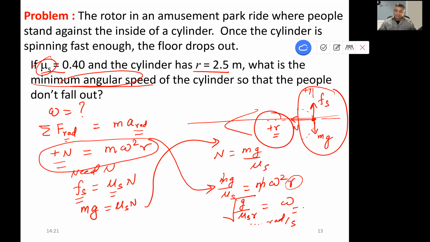So now, what does it mean when we say mass cancels? Let's say a parent and a kid both decided to ride on that rotor ride. The parent has a larger mass, the kid has a smaller mass.